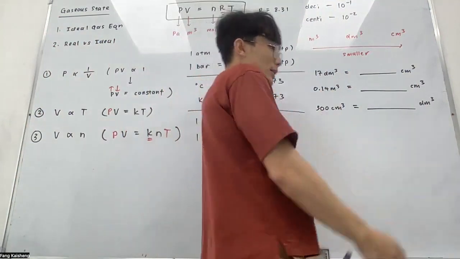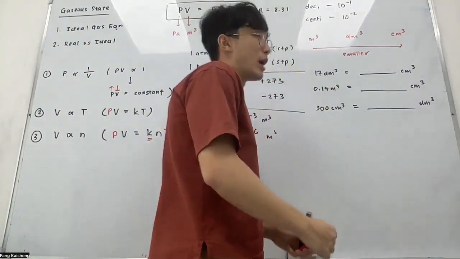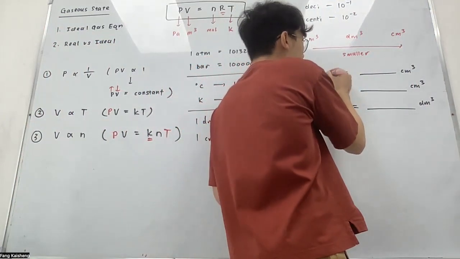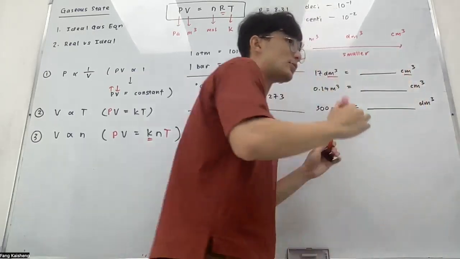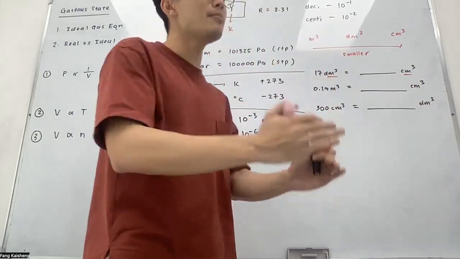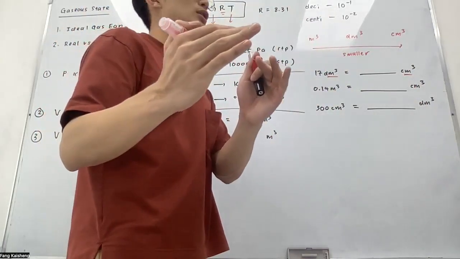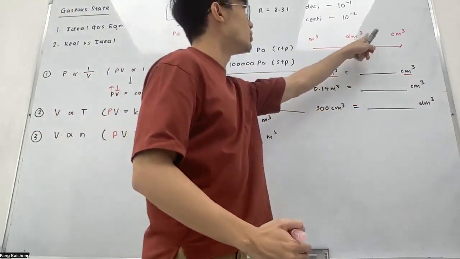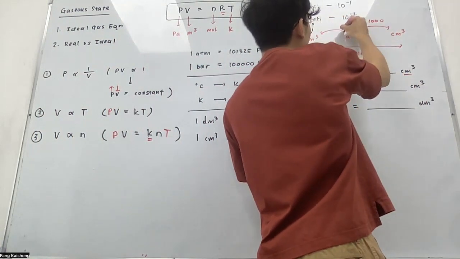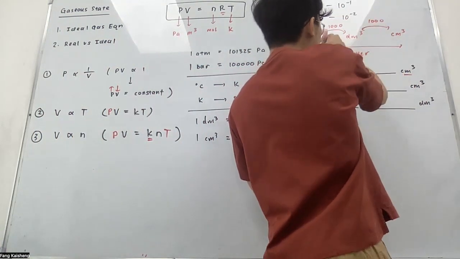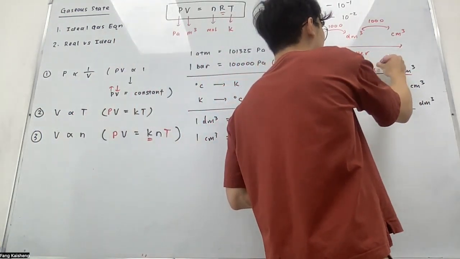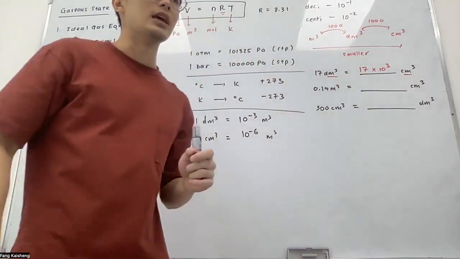Because this is a conversion, the values have to be equal in magnitude, correct? So from dm cube to cm cube, did the units become bigger or smaller? Smaller. If the units become smaller, the number must become bigger by how much? dm cube to cm cube is just a factor of 1,000. So it's bigger by 1,000, so 17 times 10 to the power of 3. Make sense? If it's smaller, then you divide. Very simple.